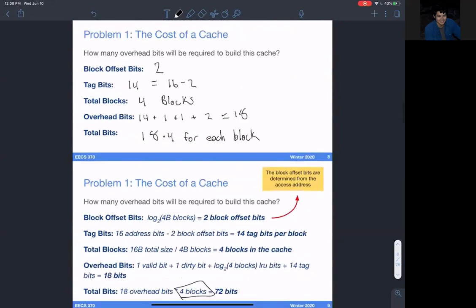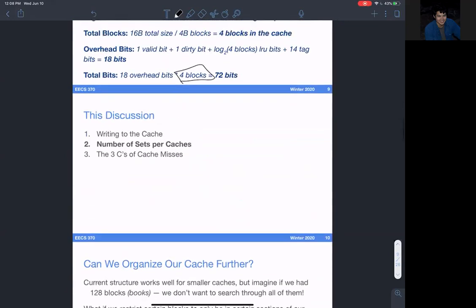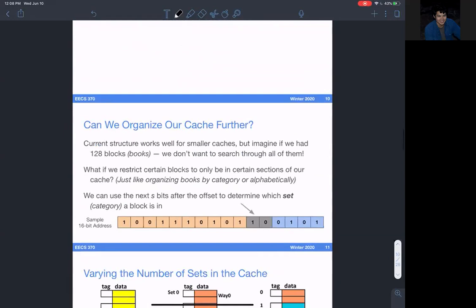All right, now let's go over the second question. So now part 2 of the discussion is the number of sets per cache. Can we organize our caches further? Our current structure works well for smaller caches, but imagine if we had 128 blocks, we wouldn't want to search through all of them. So what this question is posing is, let's assume we have a cache that's pretty large.